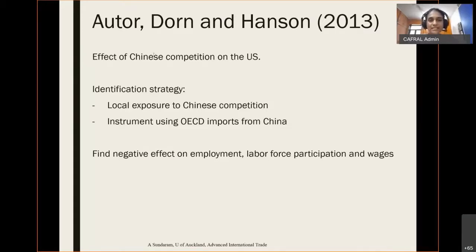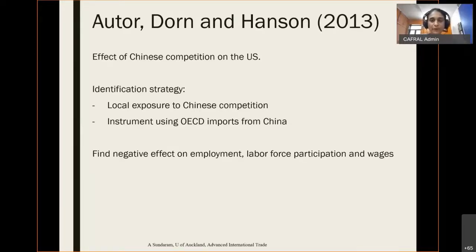So Autor, Dorn, and Hanson have a series of papers where they look at the impact of Chinese competition on the US economy. And in the past few years, there's also been an emerging literature for India, looking at the impact of Chinese competition using their empirical strategy, to see what happened to Indian industry, Indian labor market outcomes, and so on. Now, their identification strategy is actually pretty cool, because they focus on local labor markets, right? They look at each county in the US, or a commuting zone as they call it, and they look at the industrial composition of that commuting zone.